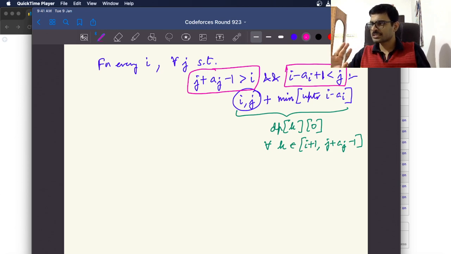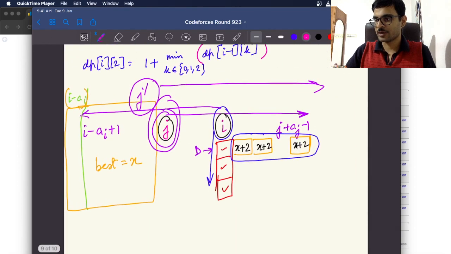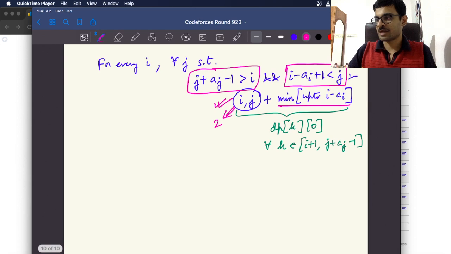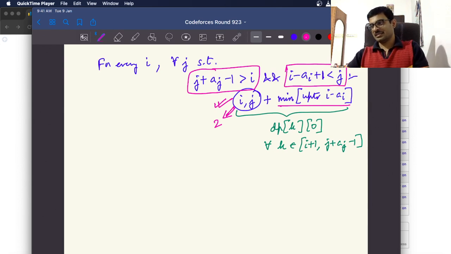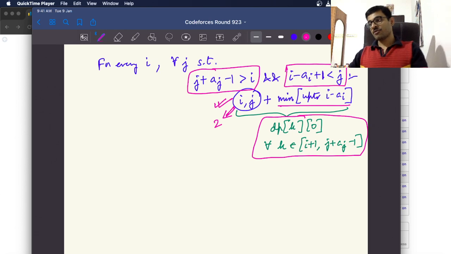So if these two conditions are satisfied, then I will basically apply this one, ij. This will give me 2 points, I and j, plus whatever is the minimum up to I minus ai. That is what I was taking using this yellow window, that for I minus ai, whatever I am taking. So this minimum is going to be dp k0 for every k from I plus 1 to j plus aj minus 1.